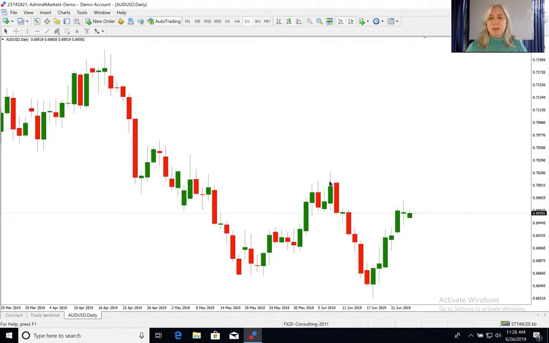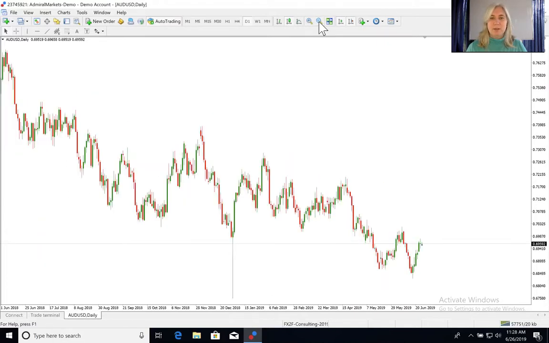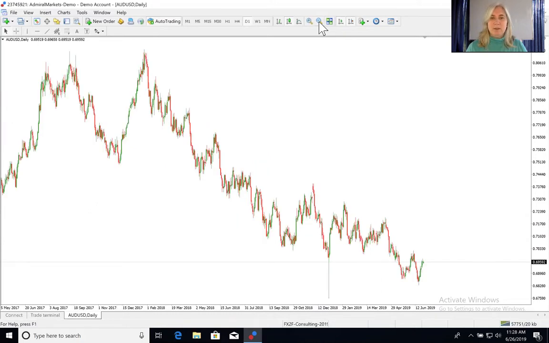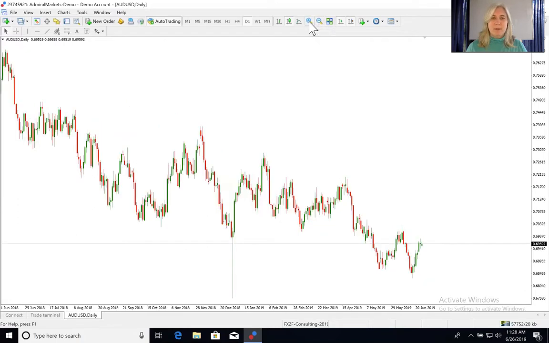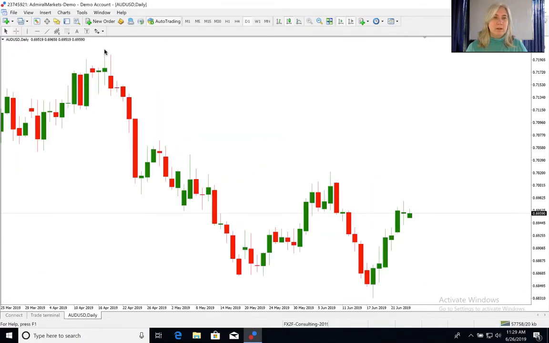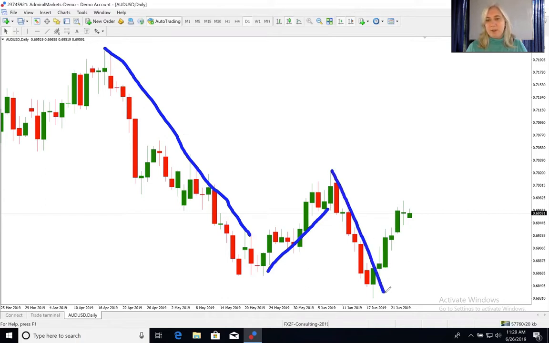The upwards are shorter. Now, if I zoom out onto this chart, I can see that the direction has been going down for quite some time. Okay. So what we want to see on a chart, we want to see longer areas of going down and shorter of going up if it is a downtrend. Okay. So that's our visual inspection of the chart.